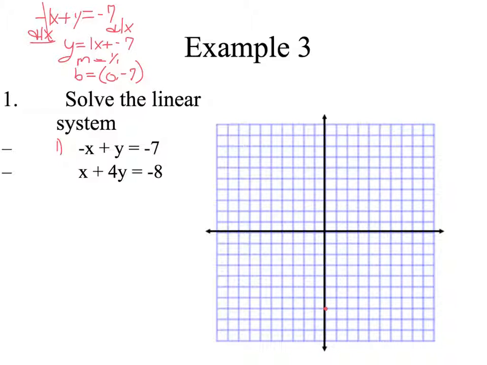Negative 7 is about right there. And my slope says up 1 box, over 1 box. Up 1, over 1, put a dot. Up 1, over 1, put a dot.